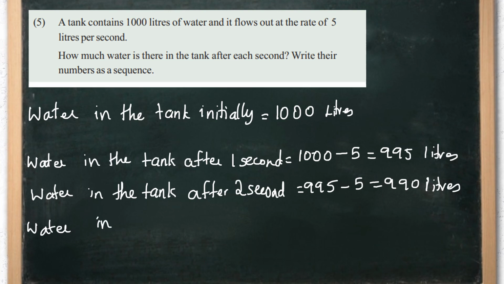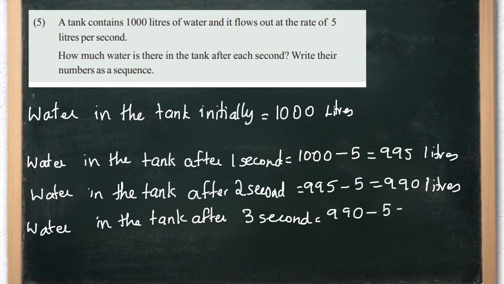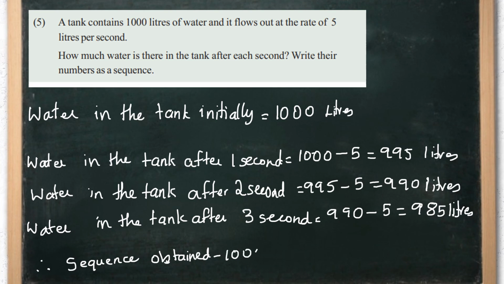Water in the tank after 3 seconds is equal to 990 minus 5, which is equal to 985 liters. So after each second, 5 liters of water goes out. So finally, the sequence obtained is, at the beginning we had 1000 liters, 1000, 995, 990, 985, and so on. So this is the answer for the fifth question.